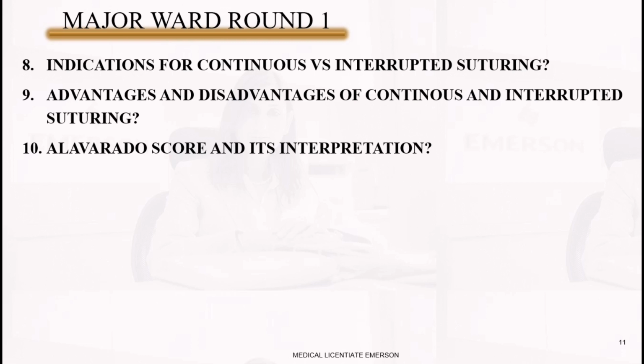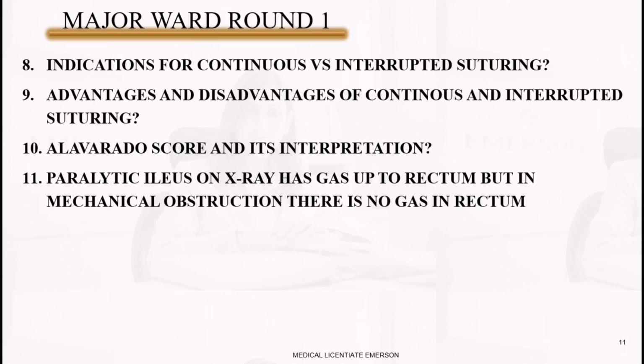Like if you get a score of 5, what does it mean? If you get a score within 6 to 7, what does it mean? So that's the interpretation now. So you need to know the ranges. Okay. Then the other thing is paralytic ileus.